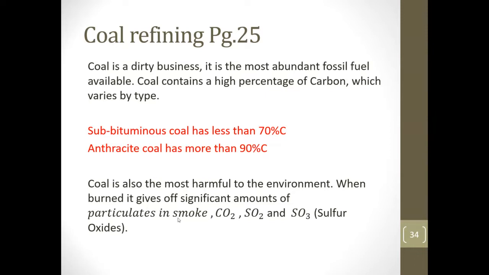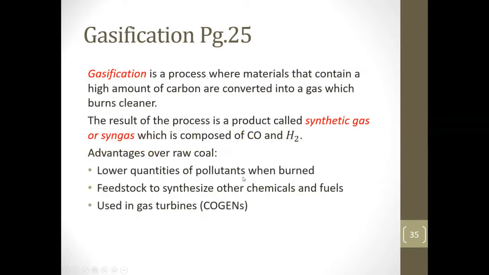Okay, coal is also the most harmful to the environment as far as a fossil fuel goes. When burned, it gives off significant amounts of bad gases as well as particulates in the smoke. So CO2, SO2, we saw these in natural gas as well, but here we get SO3, which are sulfur oxides, another constituent that's a product of coal refining. So in order to make coal better, they've come up with a process called gasification.